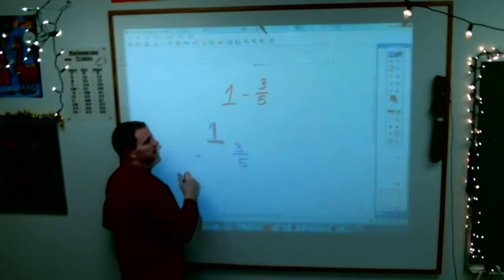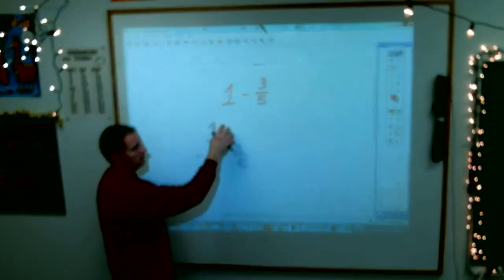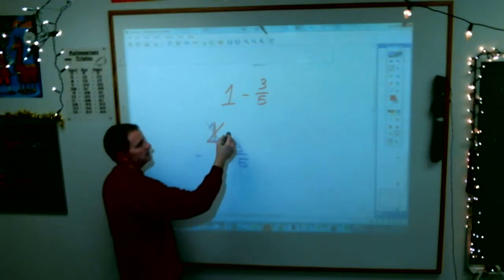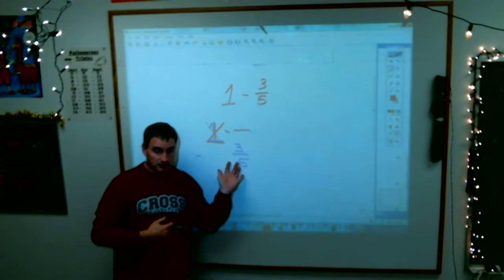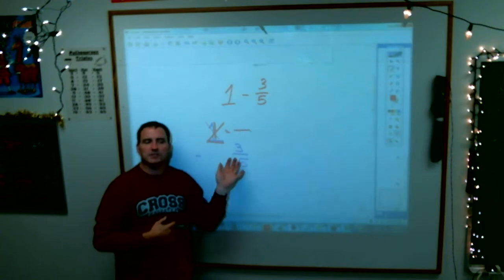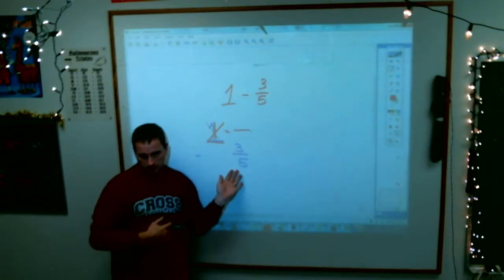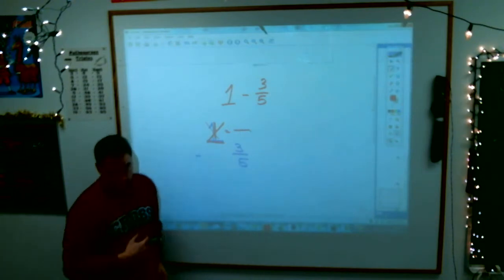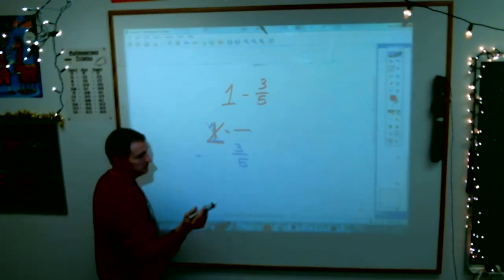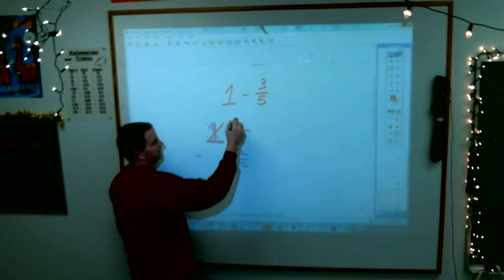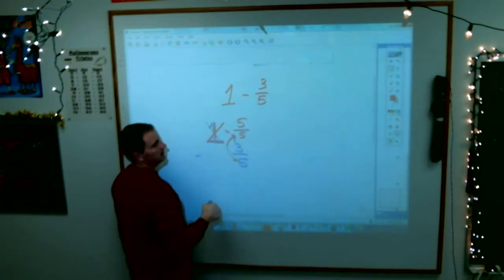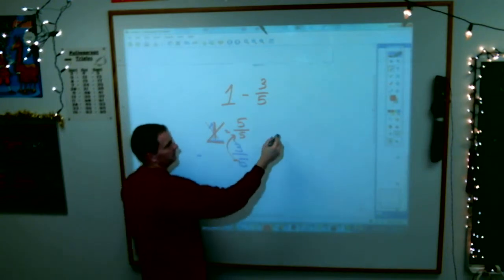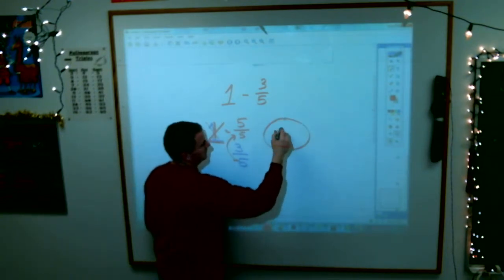Now, it's like borrowing actually. You're going to cross the 1 off and make a fraction that's the same as 1. That would make it real easy to work with 3/5. Now, any suggestions as to what fraction equal to 1 would work nicely with 3/5? Maddie? 5/5. How about 5/5? Why 5/5? Because now they have the same bottom number and I can take 3/5.